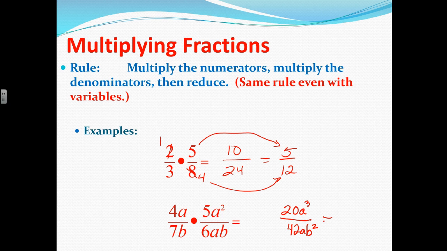And then, do I have the opportunity to reduce? And in this case, I do. I can factor out a 2 out of the 20 to make it 10. I can factor out a 2 out of the 42 to make it 21. I can reduce by a factor of a to make it a squared on top. And the b squared has no one to reduce with, so it just has to stay. So there you go. An algebraic fraction problem, all multiplying.